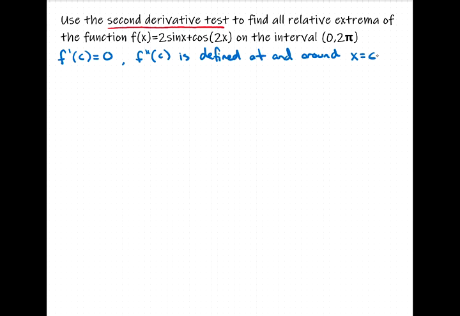Then, what the second derivative test tells us is, well, one, if the second derivative is positive when x is equal to c. So f double prime of c is positive, meaning the graph is concave up. That implies f of c is a relative minimum.